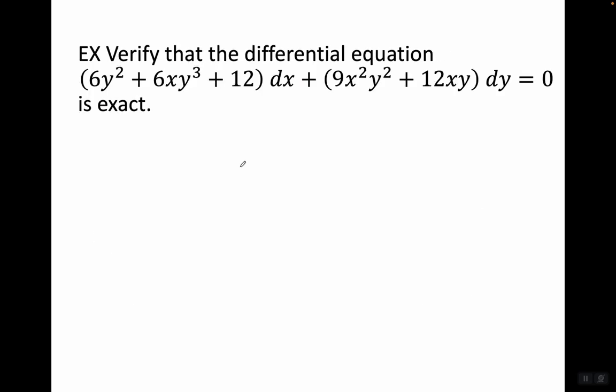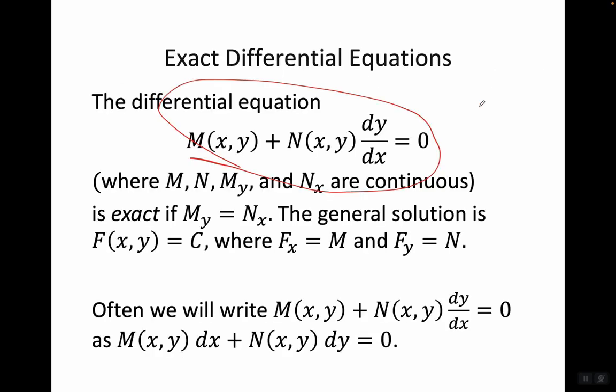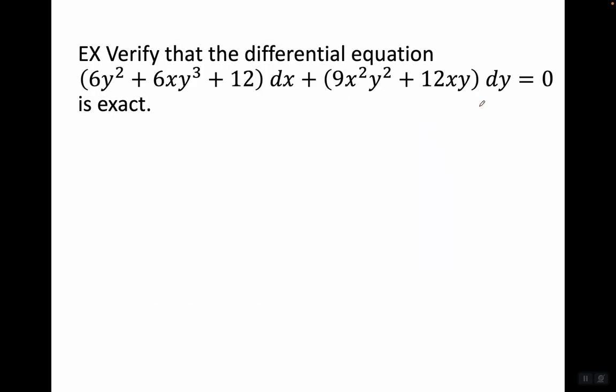Verify that the differential equation (6y² + 6xy³ + 12) dx + (9x²y² + 12xy) dy = 0 is exact. We could have written this as 6y² + 6xy³ + 12 + (9x²y² + 12xy) dy/dx = 0. So again, M is going to be 6y² + 6xy³ + 12, and N is going to be 9x²y² + 12xy. We want to verify that M_y = N_x. That's the definition of exact.